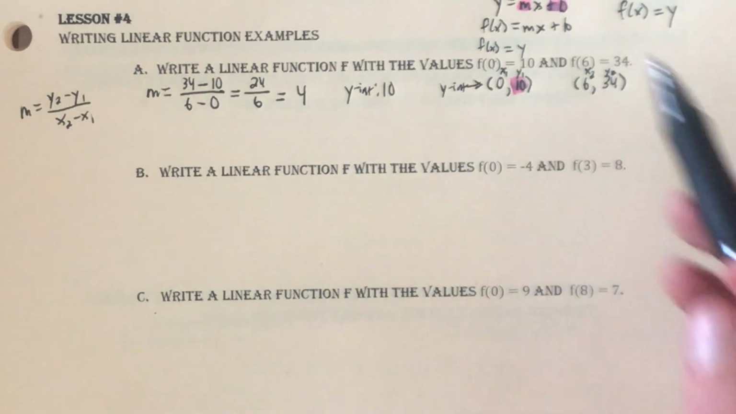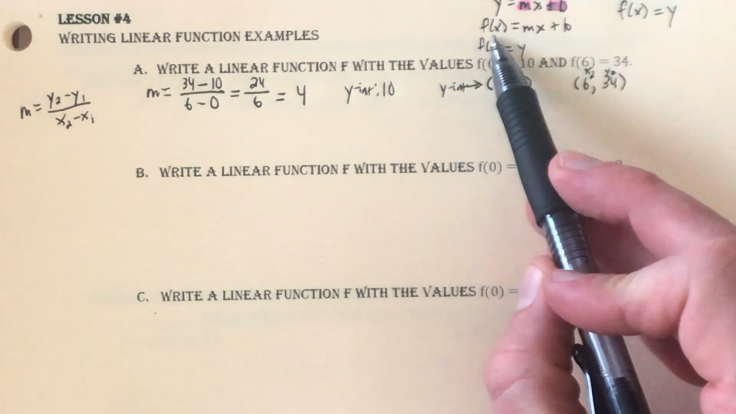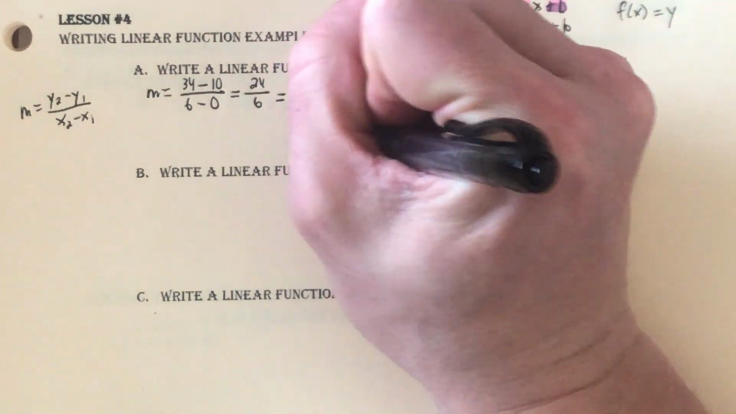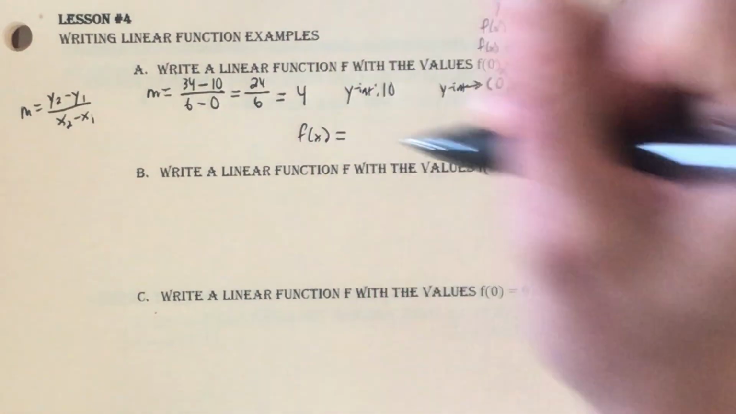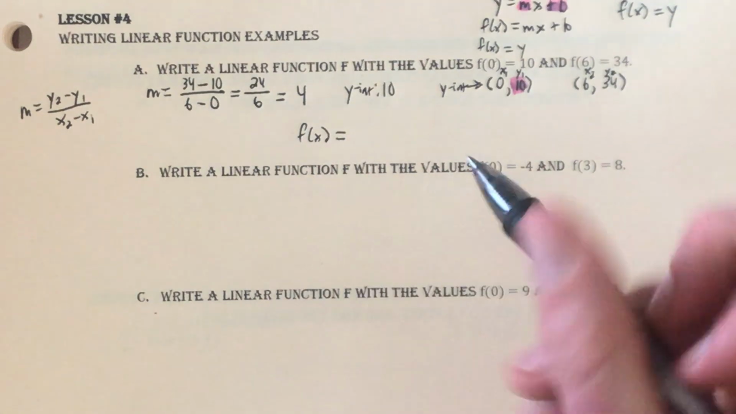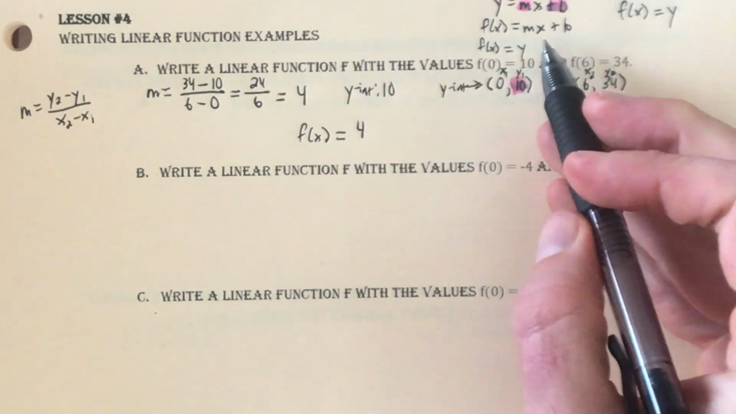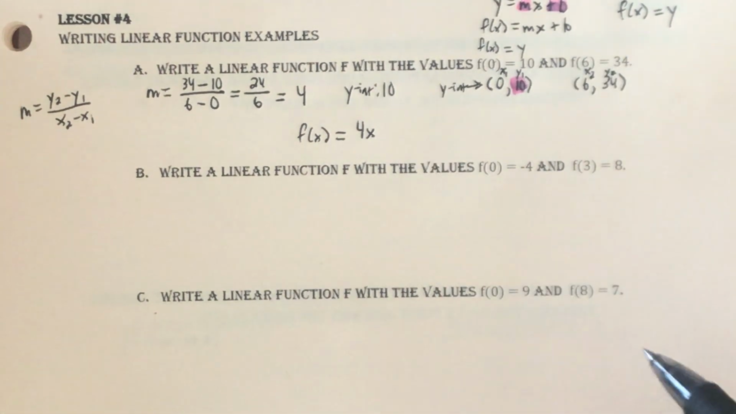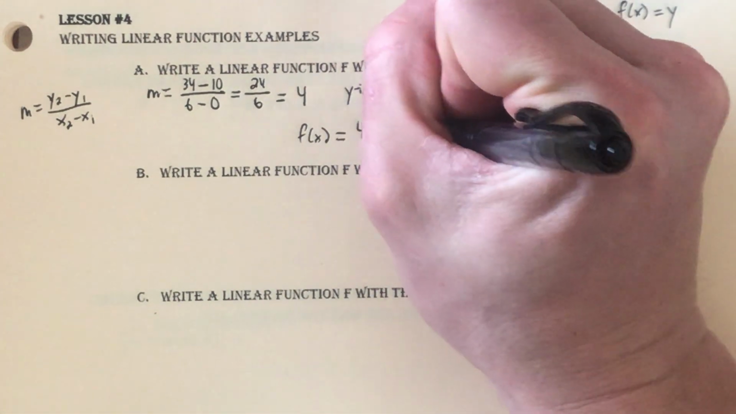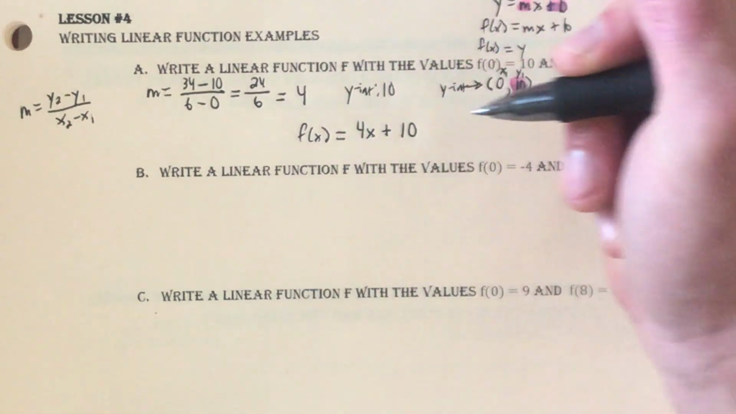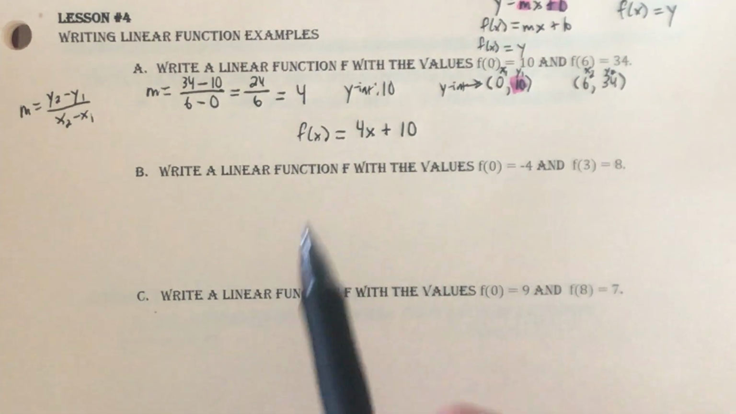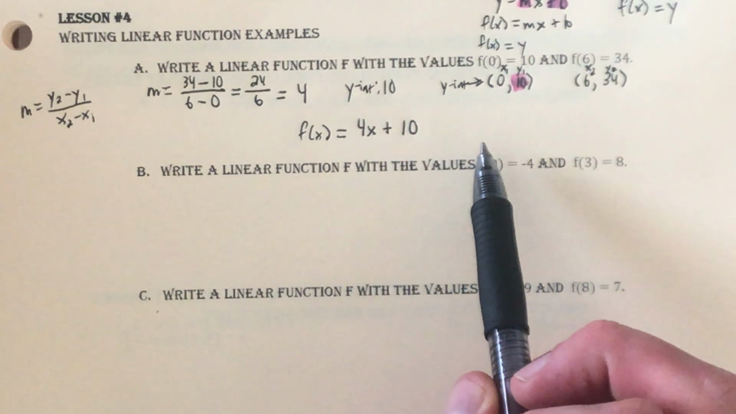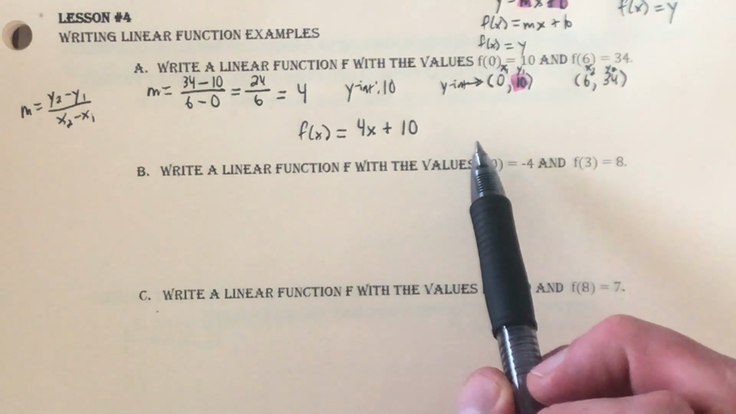Now instead of writing y equals mx plus b, I'm going to write f of x equals mx plus b. So I've got f of x equals, my m was 4, slope was 4, times x, and then plus b, my b was 10, my y-intercept was 10, it's positive, so that's going to be plus 10. So the final linear function for this is f of x equals 4x plus 10.